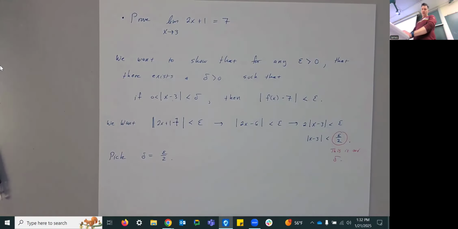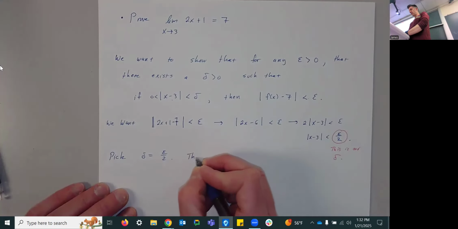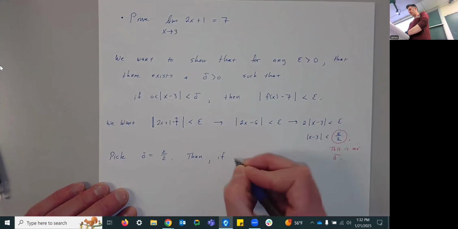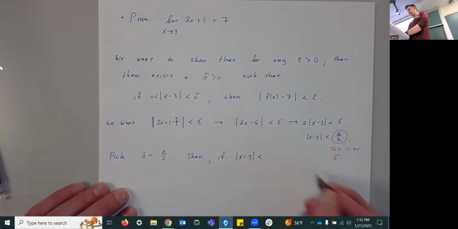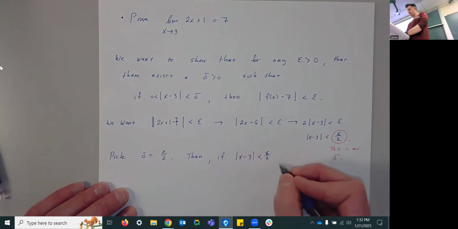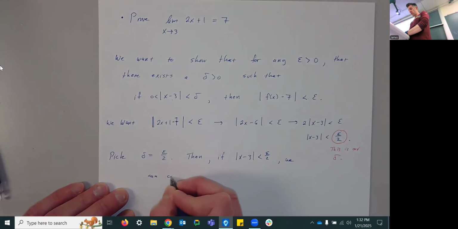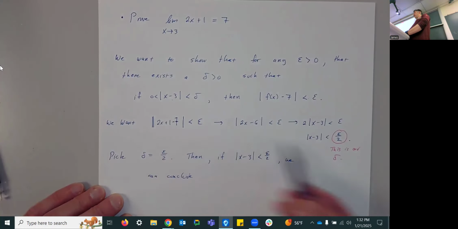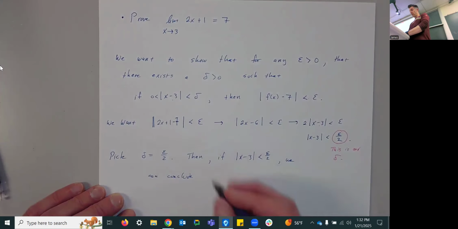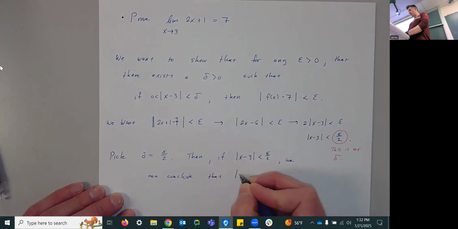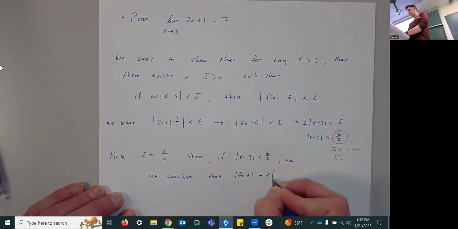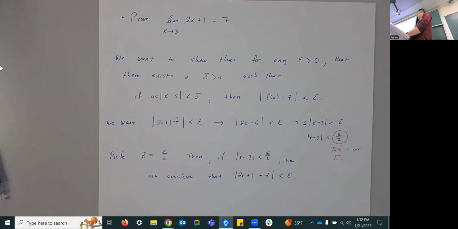And then the amount of writing you do here is a matter of personal choice. I like to point out, though, we kind of already did all the work we needed to do up here. So we say, great. Then if the absolute value of x minus 3 is less than our choice for delta, we can conclude, and you can write this out if you want to, right? You could be like, okay, then we get this, then we get this, then we get this. We can conclude that the absolute value of 2x plus 1 minus 7 is less than epsilon, which is exactly what we wanted to say.